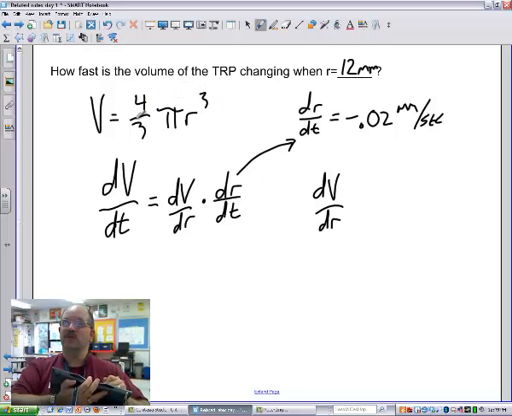So it's all nice in a power rule sort of situation. We've got a big constant out in the front. We can bring 3 to the front of the thing. 3 times 4/3 is 12/3. 12/3 is the same as 4. So we have 4 pi r squared. That's what dV/dr is.